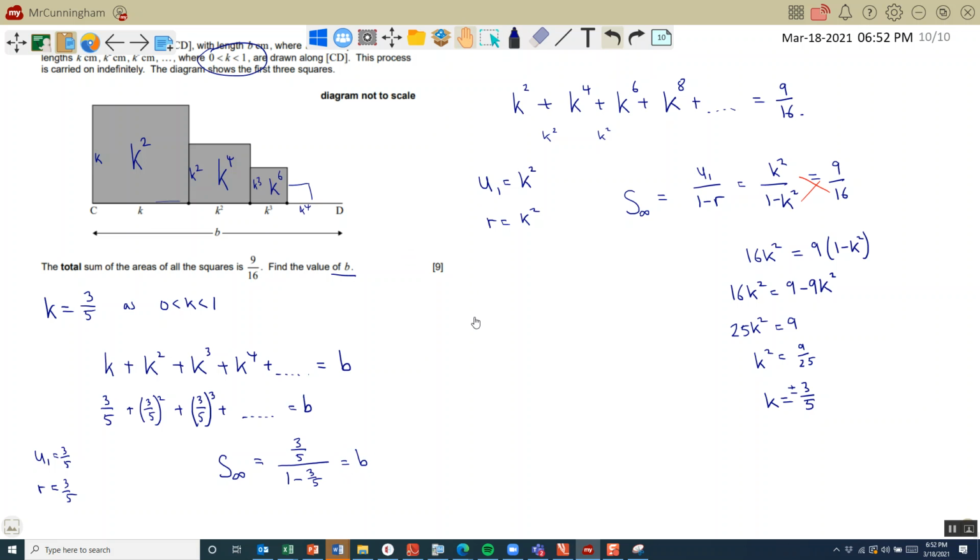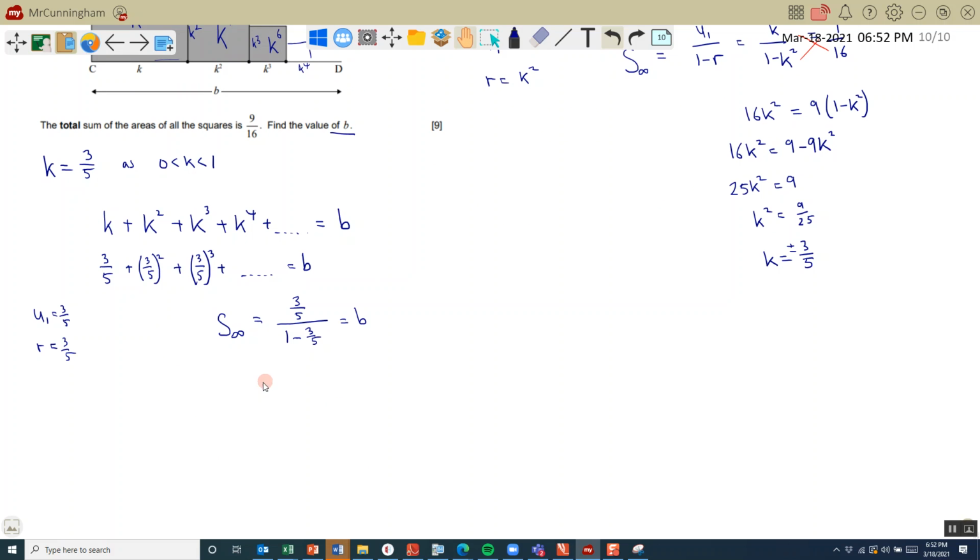So I've got 3/5 divided by 1 take away 3/5 is 2/5, because that's 5 over 5. 5 take away 3 is 2. And if you're not happy with it looking like this, I've got 3/5 divided by 2/5. Keep, change, flip, and that gives me, the 5's cancel, 3 over 2, which is equal to b.